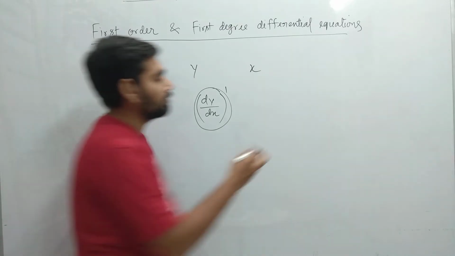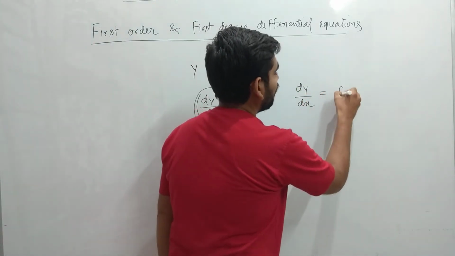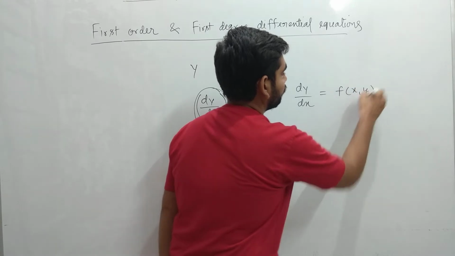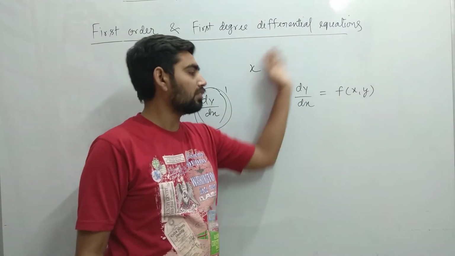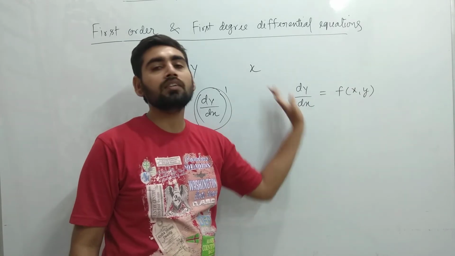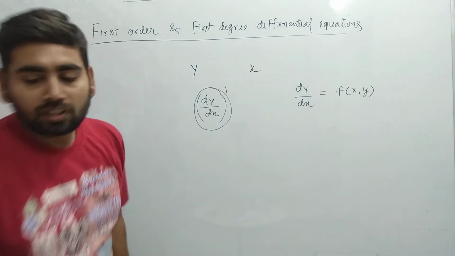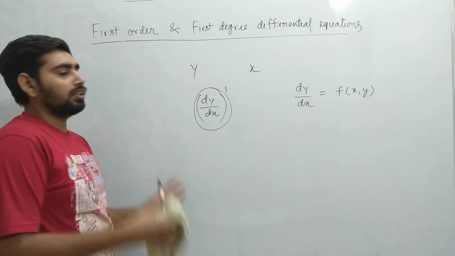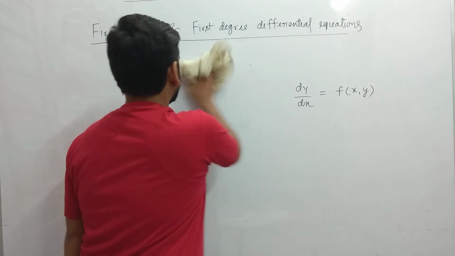A first order and first degree differential equation can in general be written as dy by dx equals a function of x and y. It has order 1, degree 1. It is a first order first degree differential equation. It is the general form. Now first order and first degree differential equations can be in specific forms. One by one we will be discussing these forms.